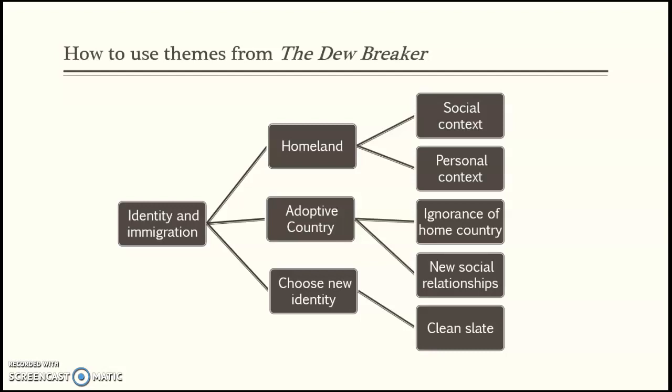Or you can simply take one of the themes from that novel and explore it on its own merits. And here I can show you how that might work in both ways for these two different pathways in this example that I have. As you can see, the topic that I chose was identity and immigration. And so that's the overall topic.